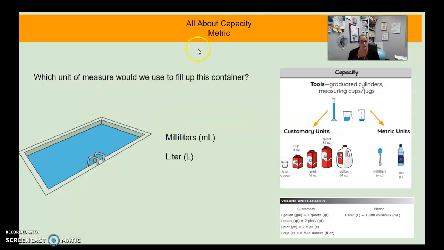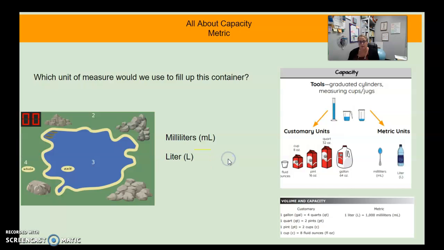Okay, well, let's do the same thing, but let's use the metric system. So for metric, we only have 2 choices, either milliliters or liters. Milliliters are for the smaller ones, liters are for the bigger ones. So for our pool, what would we use? That's right, we would use liters. What about for the pond?